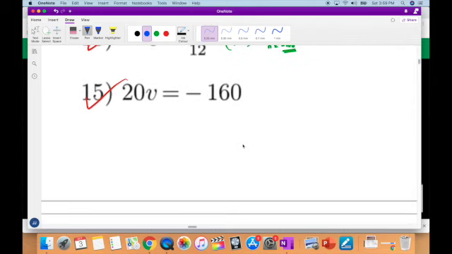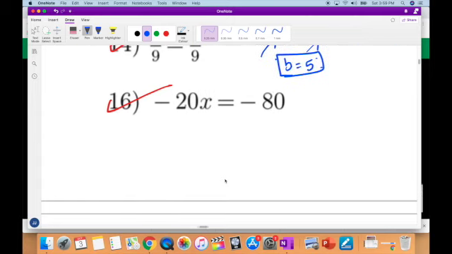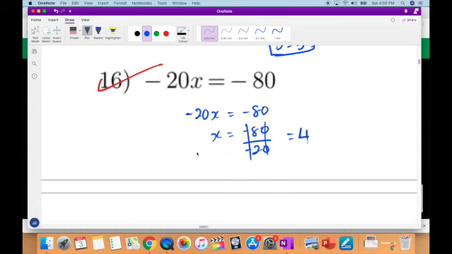Number 15, 20v is equal to negative 160. v is equal to negative 160 divided by 20. v is equal to negative 8. And number 16, negative 20x is equal to negative 80. x is equal to negative 80 divided by negative 20, which is positive 4. Negatives cancelled. Caitlin, you get all these right?